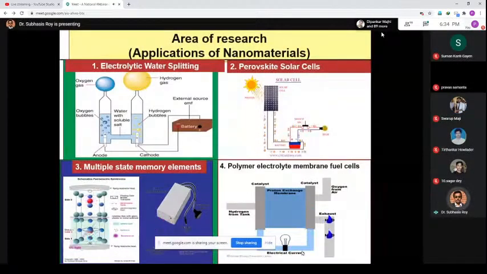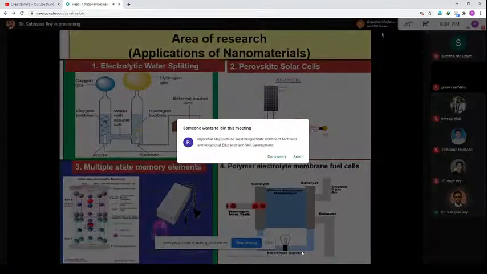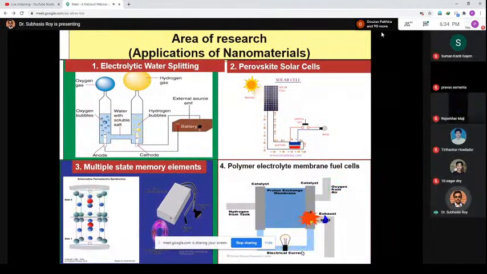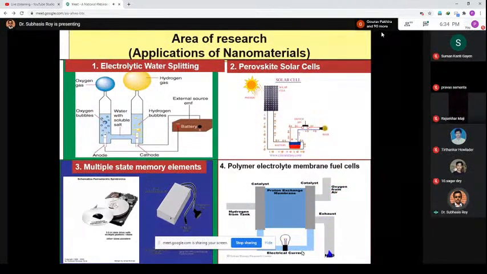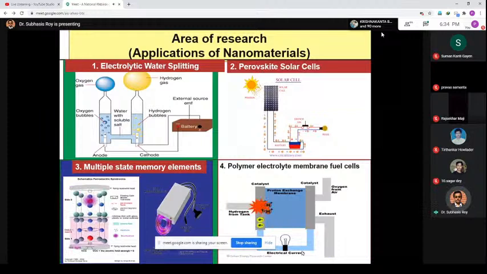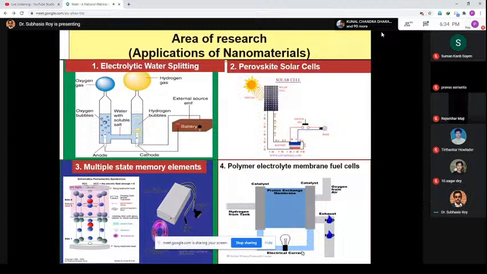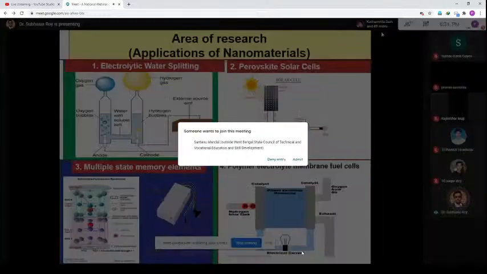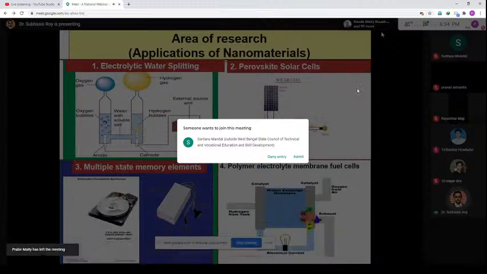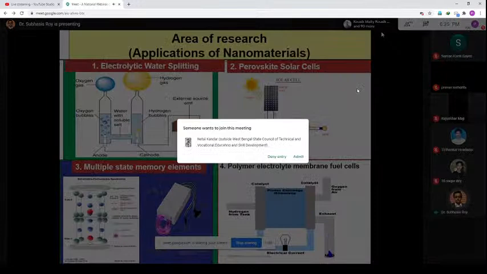Now, if you see the figure, my topic is divided into four parts. Initially, I'll discuss the low power consumption multiple state memory device, what a multiple state memory device is, and how nanotechnology is applied to it. Then electrolytic water splitting for clean energy hydrogen generation. Then perovskite solar cells for low cost, environmentally friendly solar cells. And finally, fuel cells, which directly convert chemical energy to electrical energy.